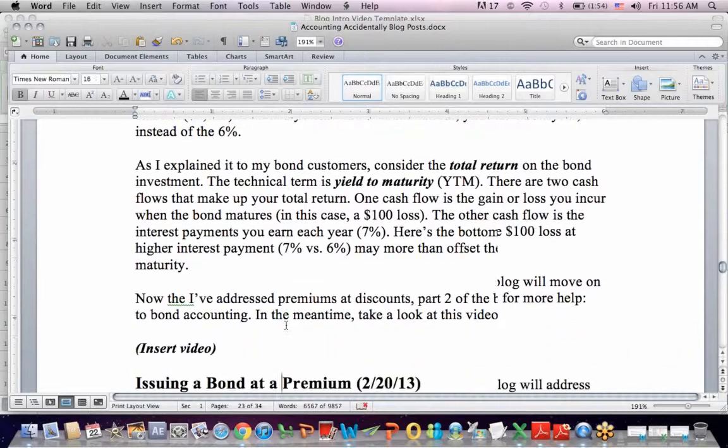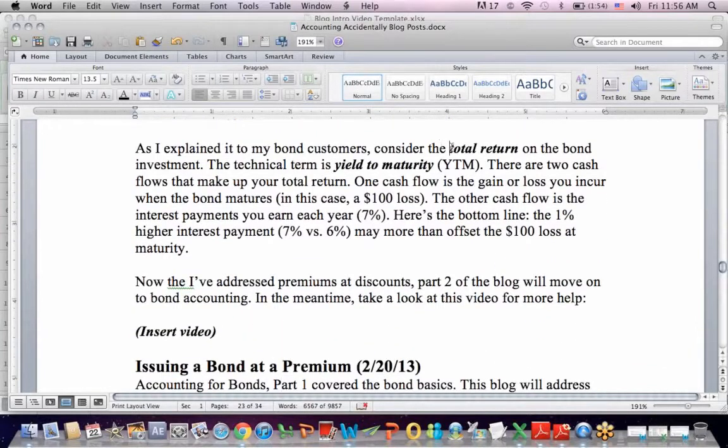And the way I explain it to my bond customers is you need to look at the total return on the bond. And there's a term for that. In finance, it's described a little more complicated than I'm going to put it. But really, total return is another word for yield to maturity. Yield meaning some sort of return.